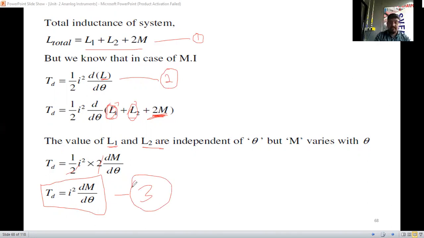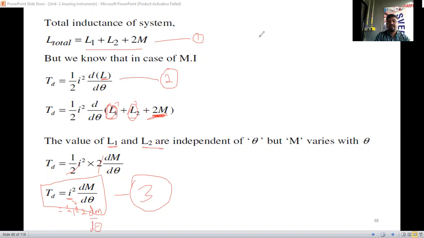This I is the current flowing in the fixed coil and moving coil. Both are the same here. So we can write this as I1 into I2. For the series connection, TD equals I1 into I2 dM by d theta.